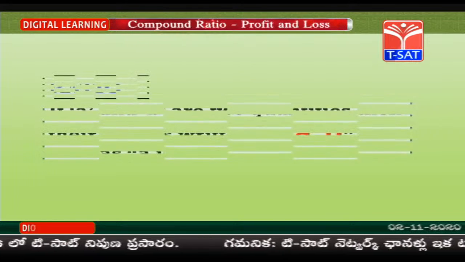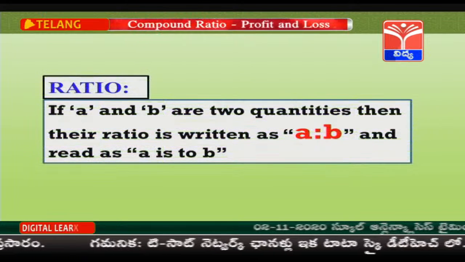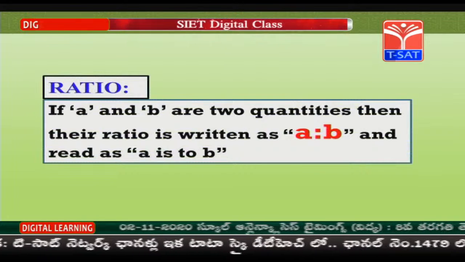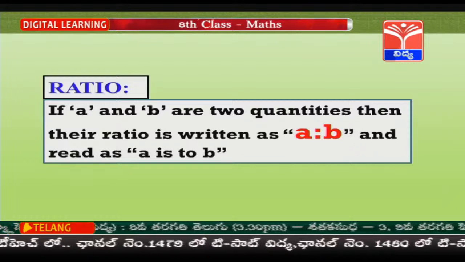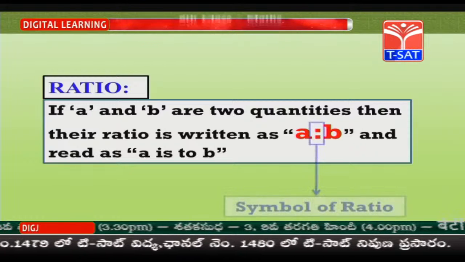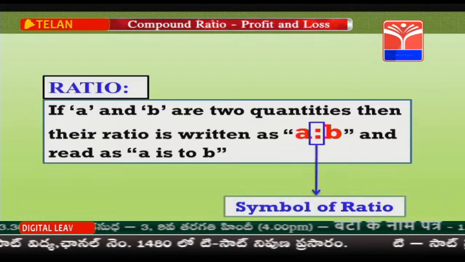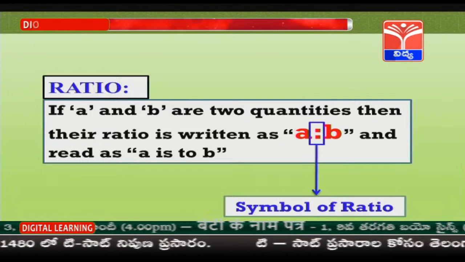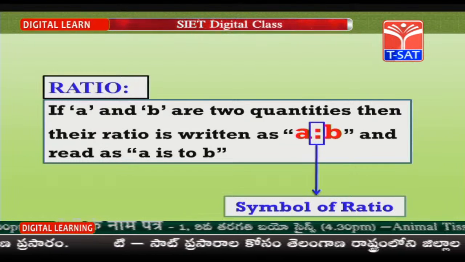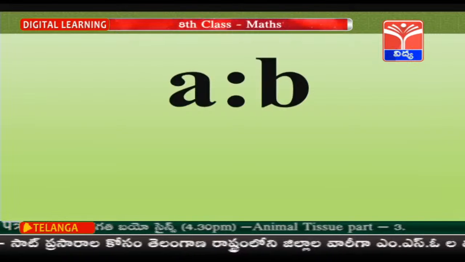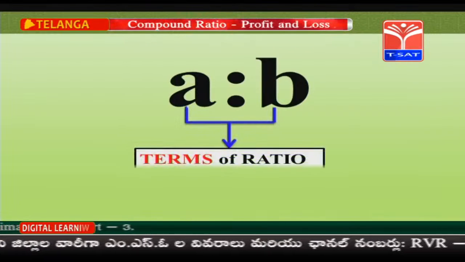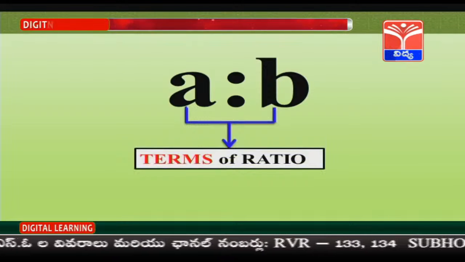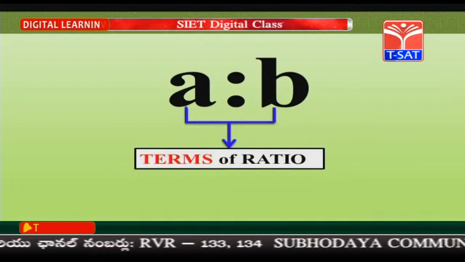Very good. That is, if A and B are any two quantities, then their ratio is written as A colon B and we read it as A is to B. Now, if you notice, this colon is the symbol of ratio. Now, in this ratio A is to B, what are these A and B called? Yes, these A and B are called the terms of the ratio.